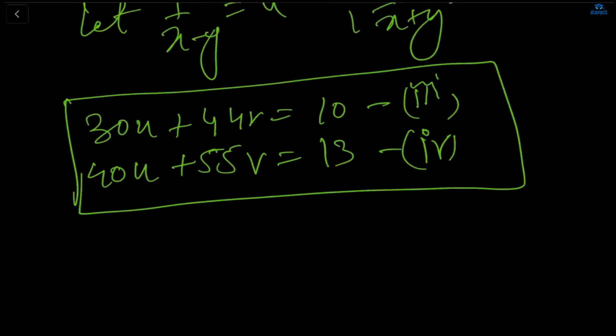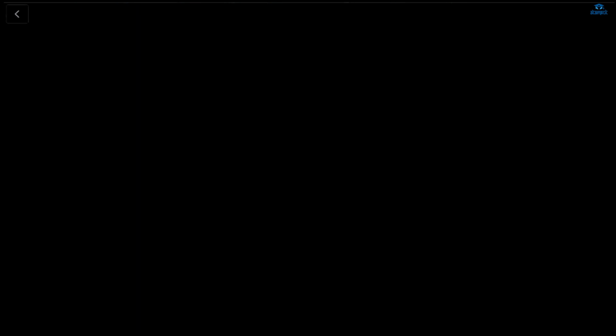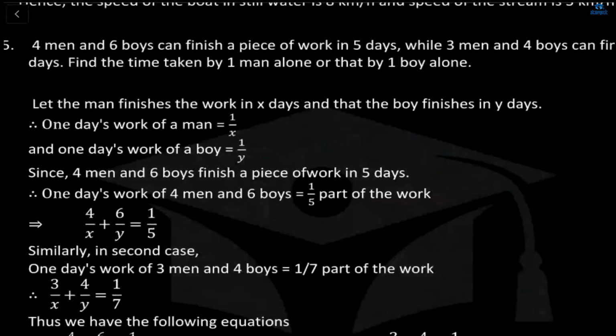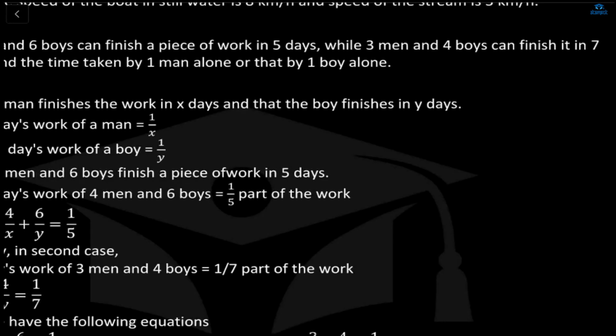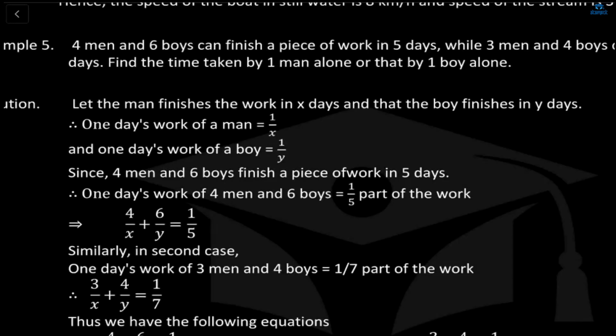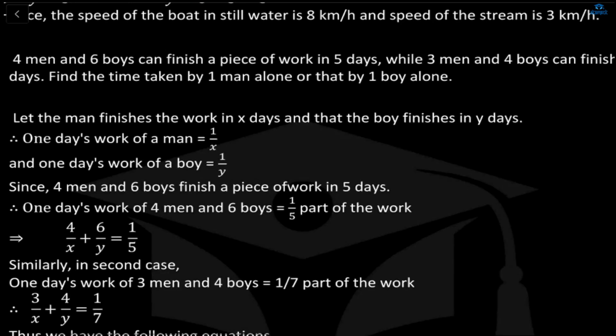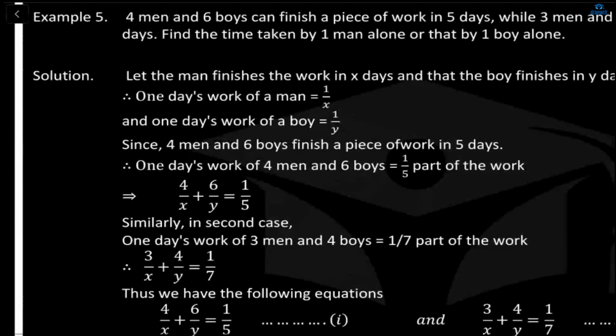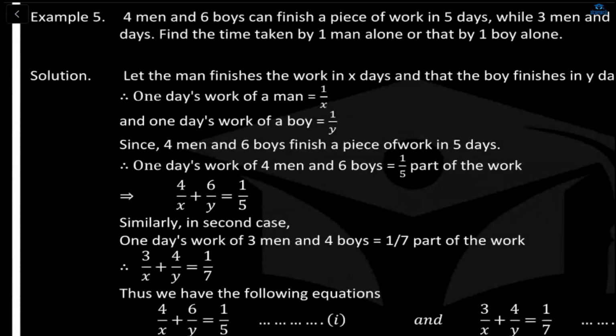Okay, now let's see the second question. Now here you see, 5 men and 6 boys can finish a piece of work in 5 days. Okay, 4 men and 6 boys are finishing a piece of work in 5 days, while 3 men and 4 boys can finish it in 7 days. Again, the first equation is for 4 men and 6 boys in 5 days, and the second equation will be formed from here: 3 men and 4 boys can finish in 7 days. Now you have to find out the time taken by one man alone or by one boy alone.